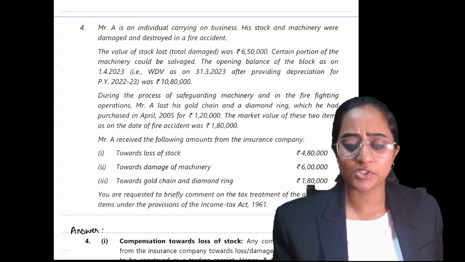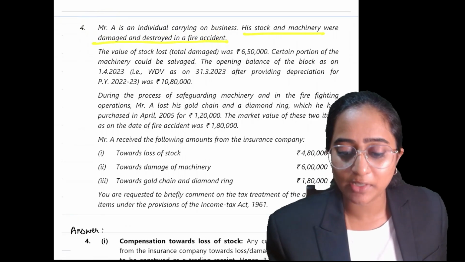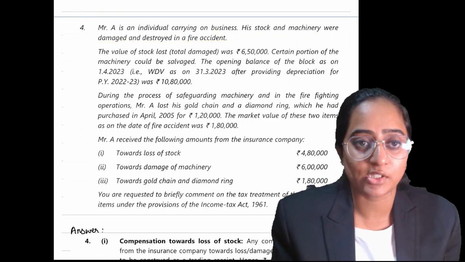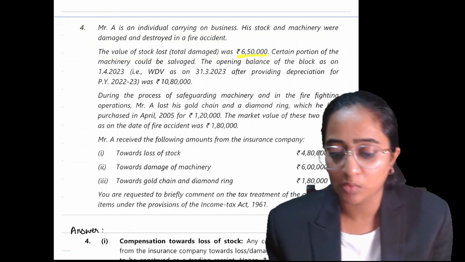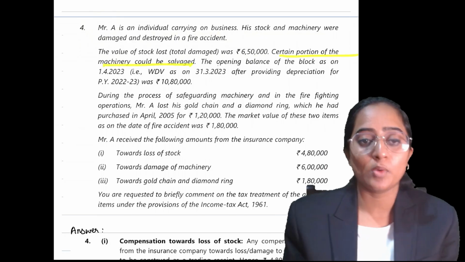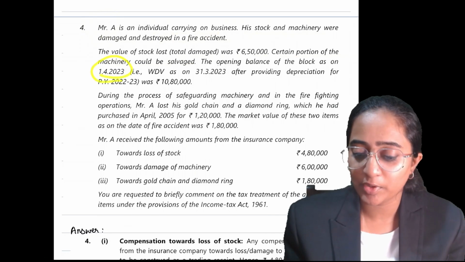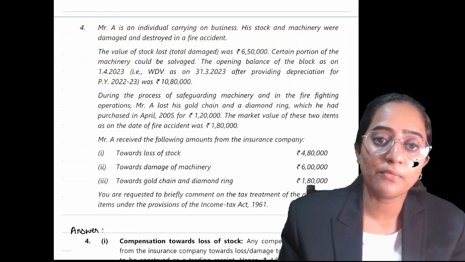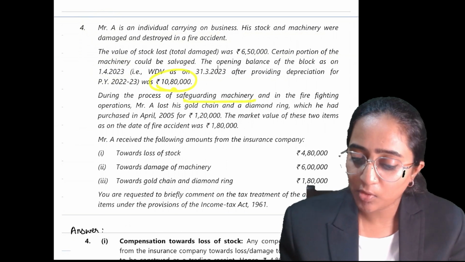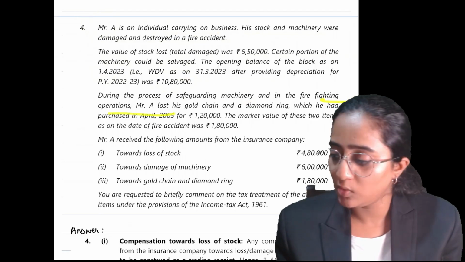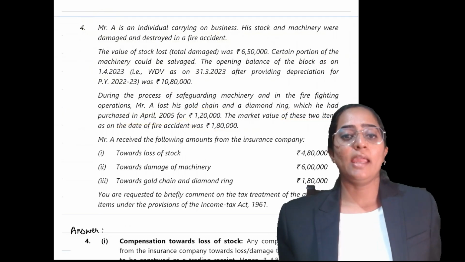Okay. Next question. Mr. A is an individual carrying on business. His stock and machinery were damaged and destroyed in a fire accident. The value of the stock lost was 6,50,000. A certain portion of the machinery could be salvaged. The opening balance of the block as on 1/4/2023, WDV as on 31/3/2024 after providing depreciation for PY 23/24, is 10 lakh 80,000. During the process of safeguarding in the fire fighting operations, Mr. A lost his gold chain, diamond ring, etc. The fair market value of these items was 1,80,000.